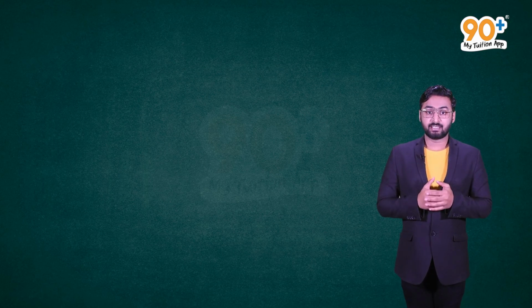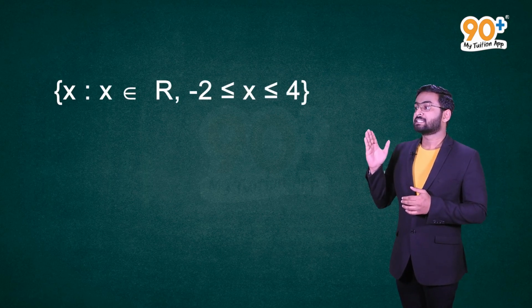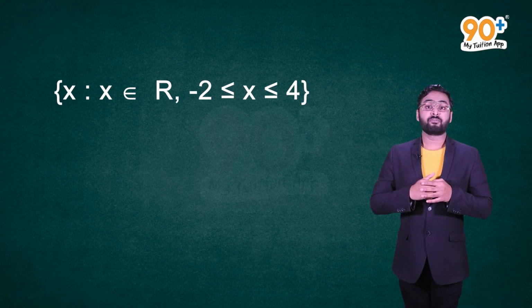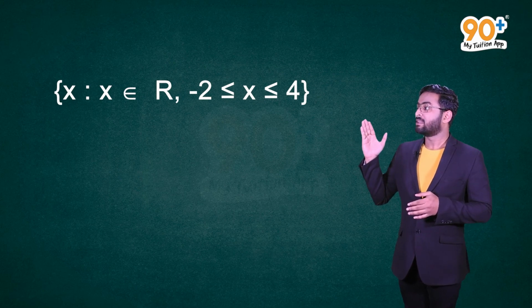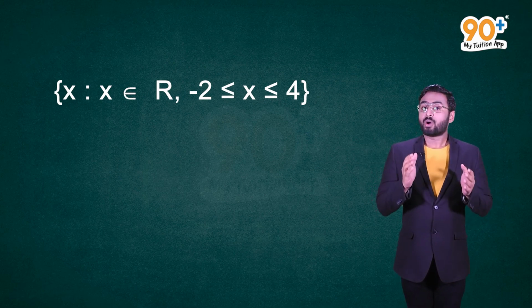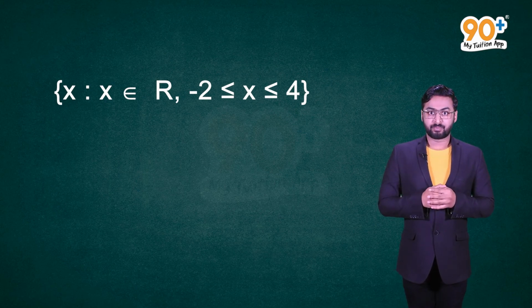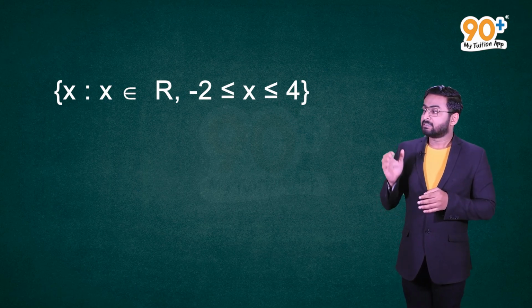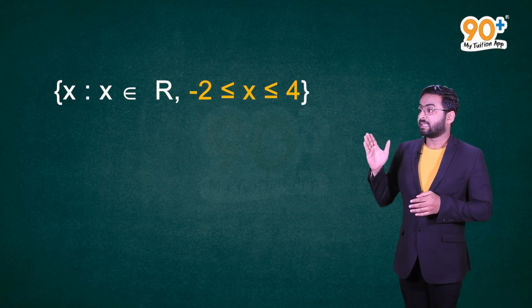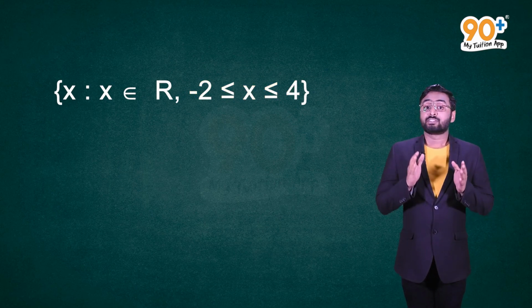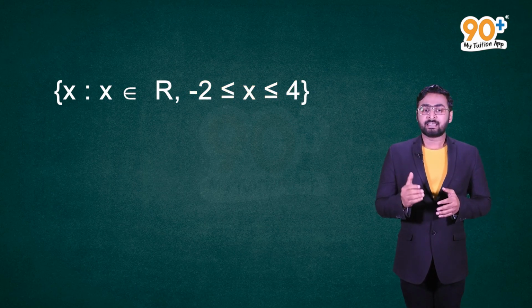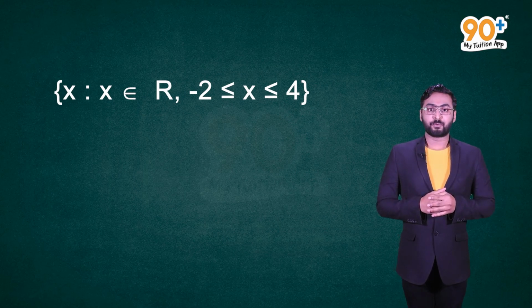Now, let's take a look at an example. Consider the previous example with slight change, that is, set of all x such that x belongs to the set of all real numbers and -2 less than or equal to x and x less than or equal to 4. So how can we write this set in interval form? We can see that the condition given here is x is greater than or equal to -2 and less than or equal to 4. So this set represents the elements that lie between -2 and 4.